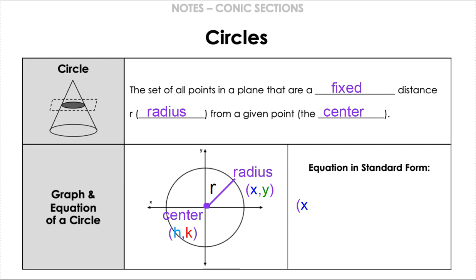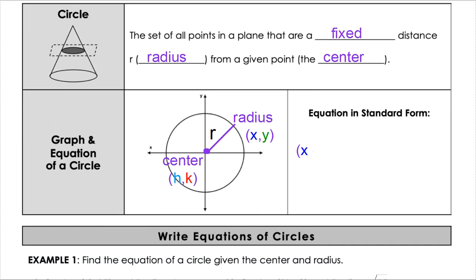Down below here, you can see a picture of what the graph would look like. As a reminder, for our center point we use the letters h, k: h for the x coordinate and k for the y coordinate of the center. Then we have our radius, which is our distance from the center to the outside of the circle. And then we have a point on the circle, which is x and y.